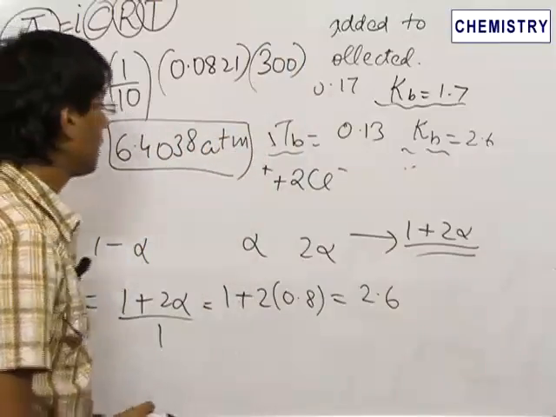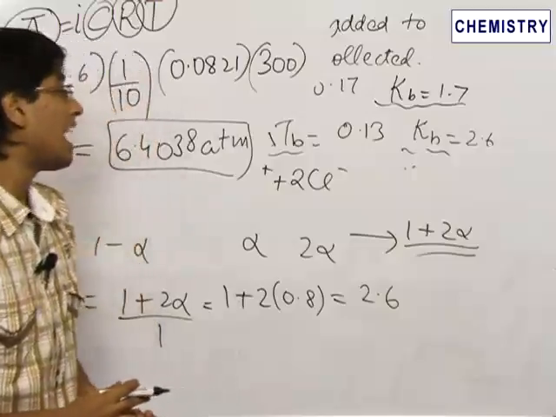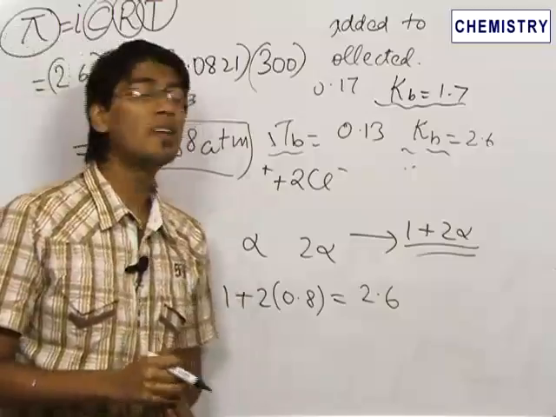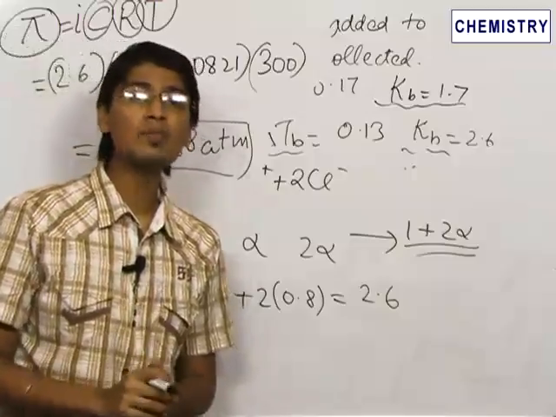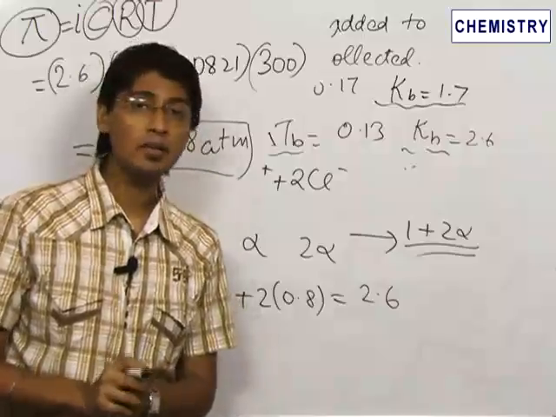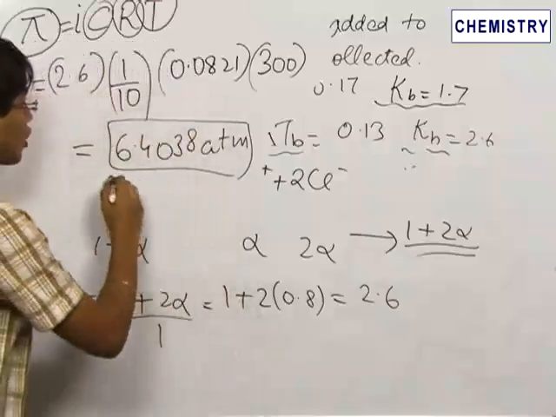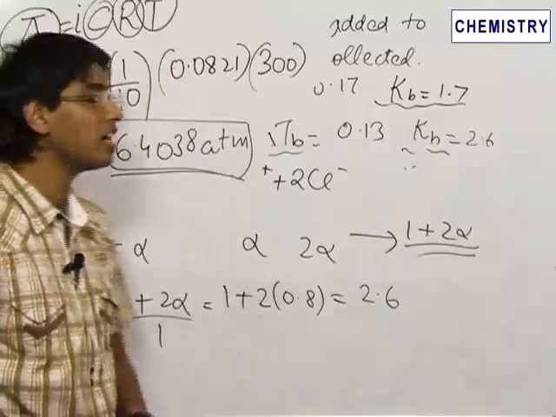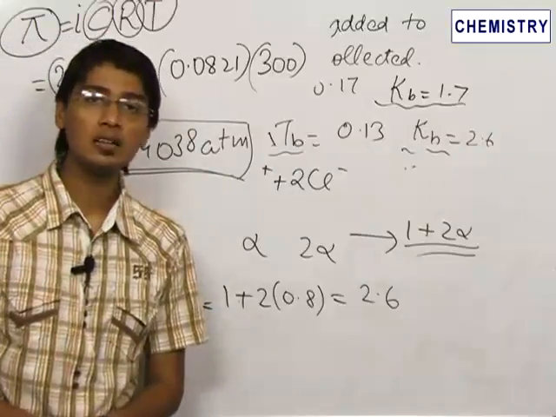atmospheric pressure, and hence our two answers are: for the first part, the molecular weight of benzoic acid in the two cases is 122 grams and 244 grams. 244 grams was due to the formation of a dimer, and in the second part, the osmotic pressure of the barium chloride solution comes out to be equal to 6.4038 atmospheric pressures, and these are our final answers.